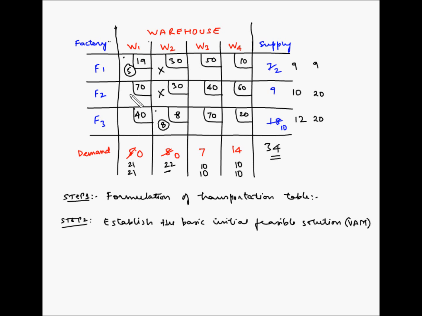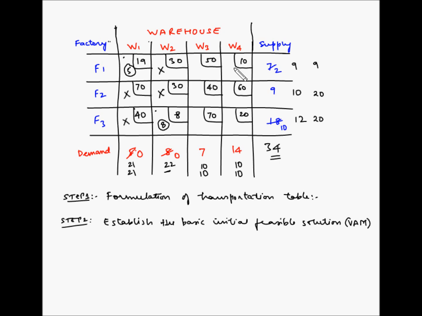Now since the demand for W1 has been completely met, there is no need for any other factory to ship material to W1. So let's cross off the remaining boxes, indicating that they don't need to be allocated. So now for the remaining rows and columns, let's again find out the opportunity cost.